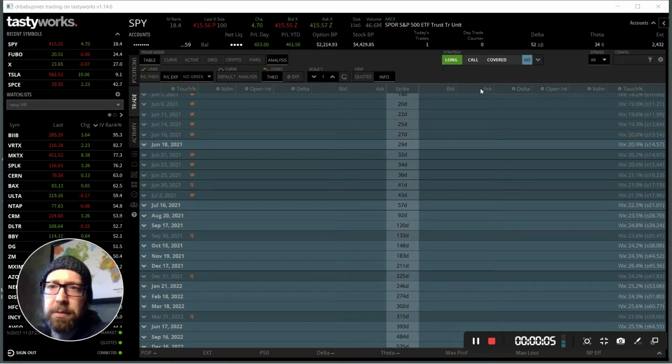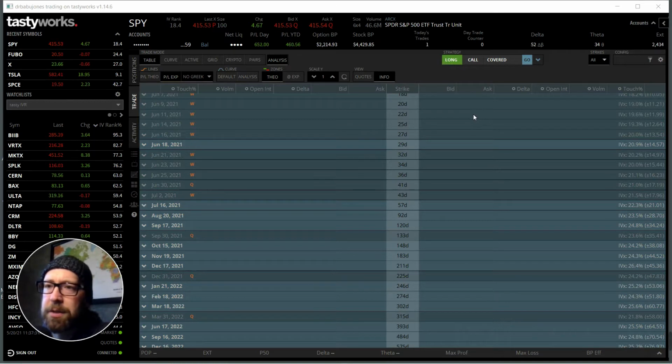Today we're going to talk a little bit more about IV and IVR and why it's so important when you're selling options. So if I look at any options table, in this case the SPY, the spiders, on the right side here you can see implied volatility. If I look at the June 18th expiration, it's around 21%-ish.